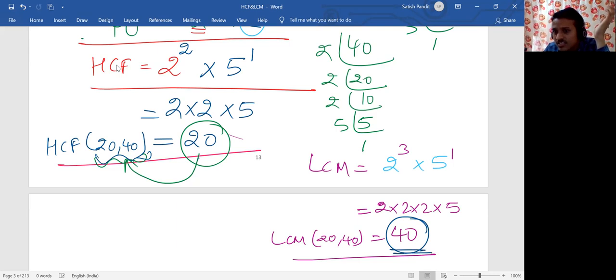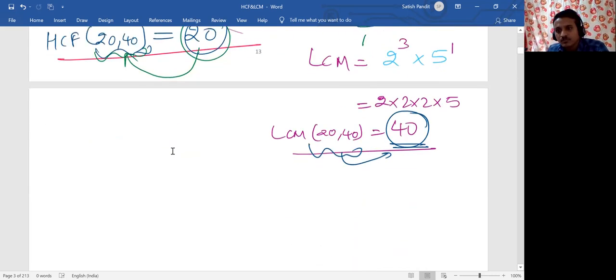Whereas LCM is the smallest number which is divisible by both the numbers, that is 20 and 40. See, 40 is divisible by 20, 40 is divisible by 40. Here 20 can divide 20, 20 can divide 40. So this is the largest number which can divide both 20 and 40.